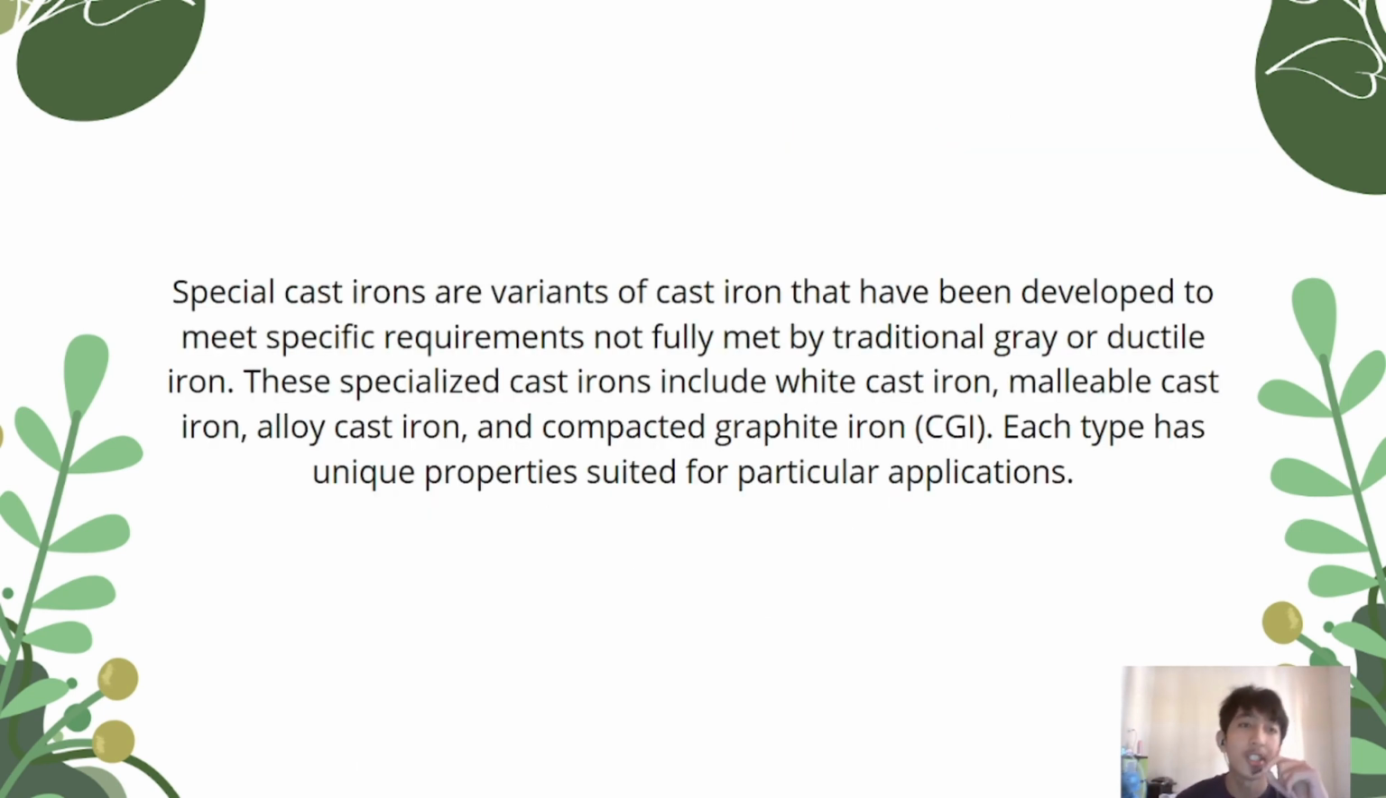The special cast irons are variants of cast iron that have been developed to meet specific requirements not fully met by traditional gray or ductile iron. These varieties of cast iron include white cast iron, malleable cast iron, alloy cast iron, and compacted graphite iron or CGI. Each type has unique properties for particular applications.